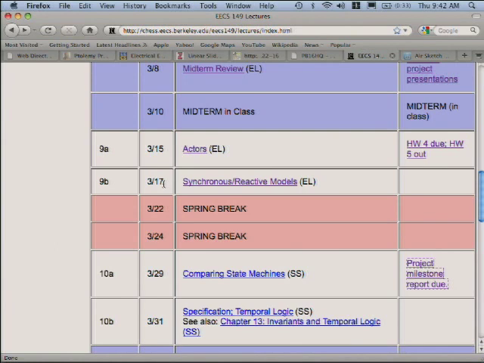Anyway, today we're actually going to be talking about synchronous reactive models. This is kind of a vacuous lecture that I will largely bundle into this because I think we've already talked about the contents of that already.